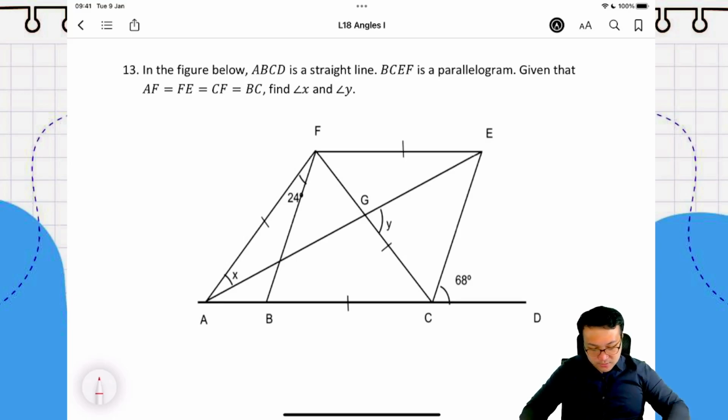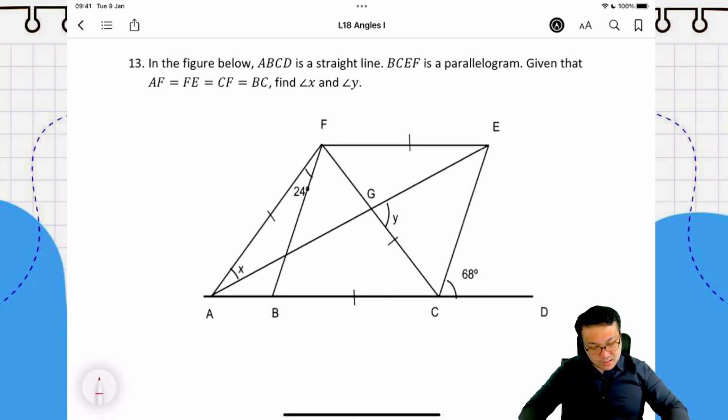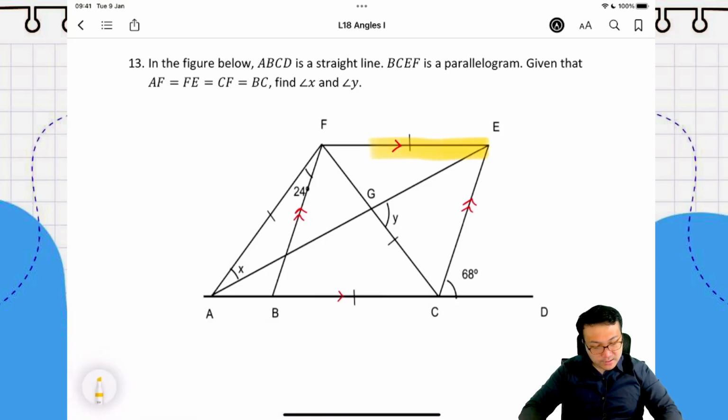Okay, so this one can be a little bit confusing because there are so many lines. Don't worry. They said that ABCD is a straight line, and BCEF is a parallelogram. Immediately what we can do is label it. This line is parallel to this line, and this line must be parallel to this line. So that's a parallelogram. Now, since we have parallel lines, what if I were to draw a letter Z here?